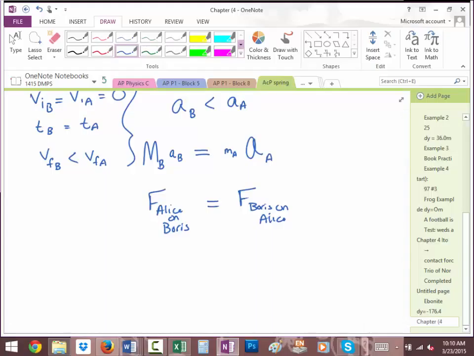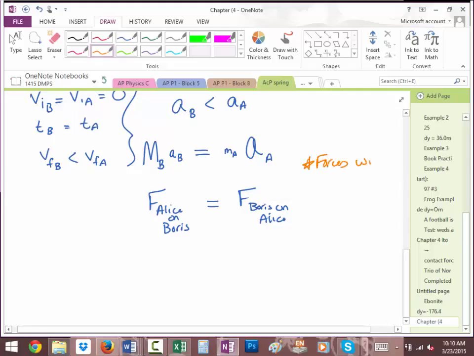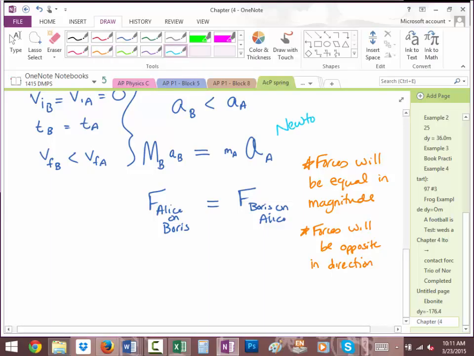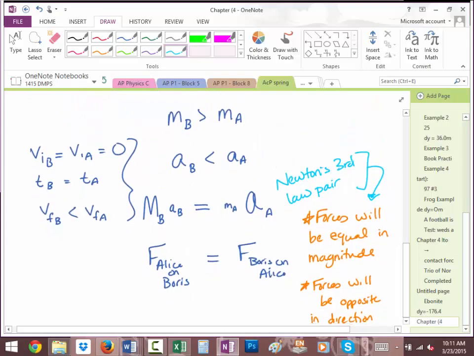So these two forces that come into being at exactly the same time and last exactly the same length of time will be equal in magnitude. What does magnitude mean? Size. And the forces will be opposite in direction. Okay? This is true for any, what we call Newton's third law pair.